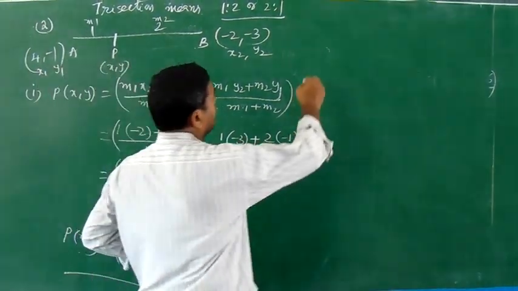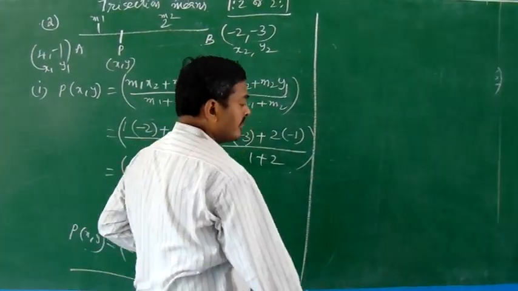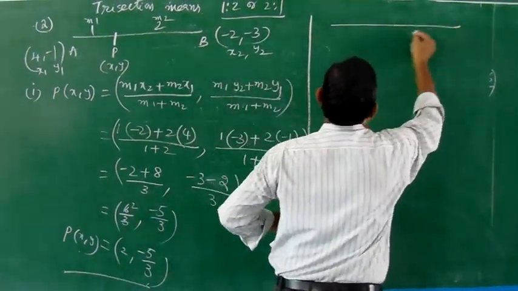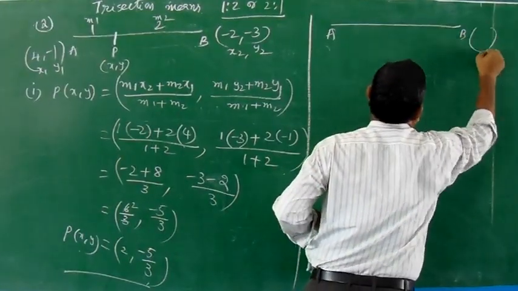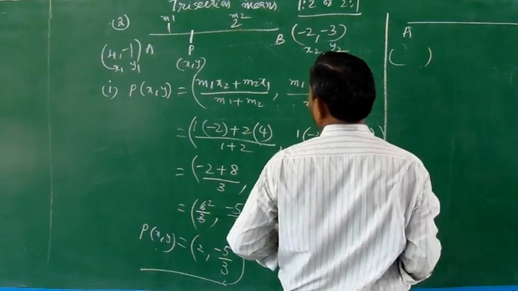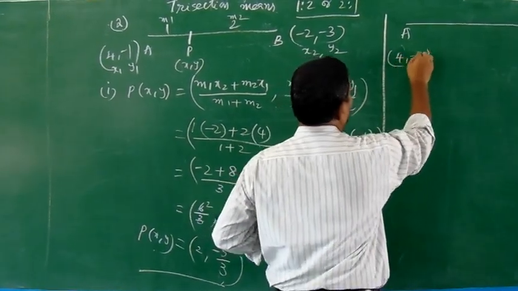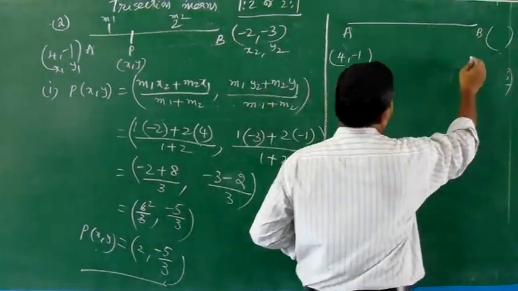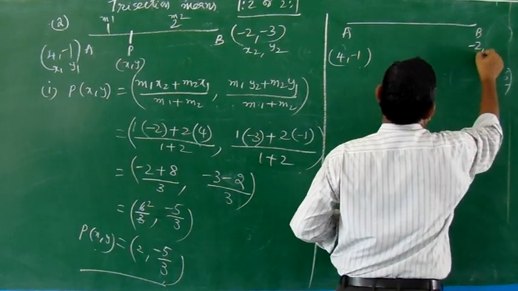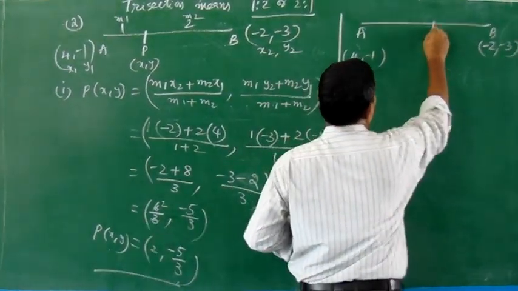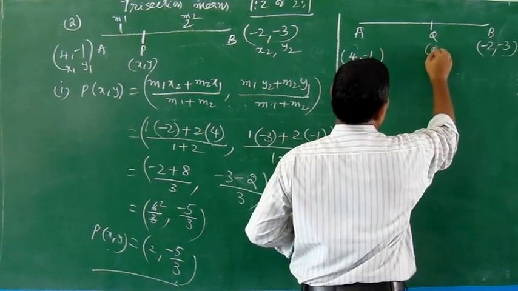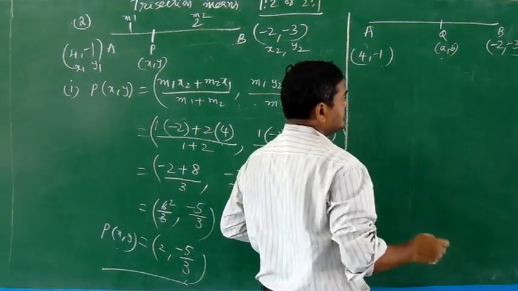Now we go for case 2. What is case 2? A and B are the same points: A is 4 comma minus 1 and B is minus 2 comma minus 3, and it divides in the ratio. Q is A comma B, we take like this.